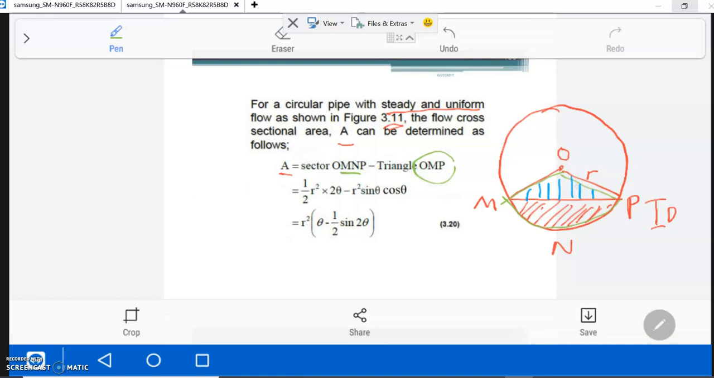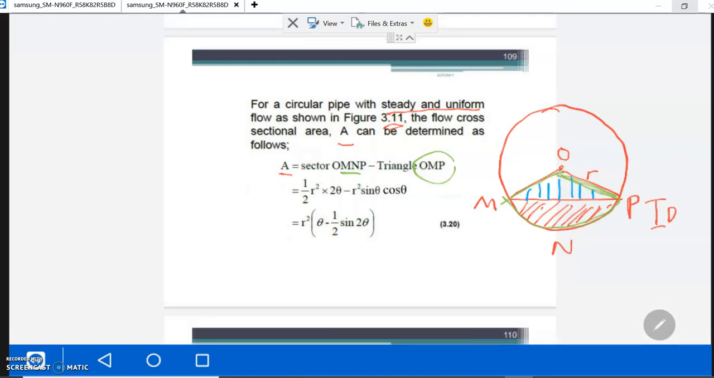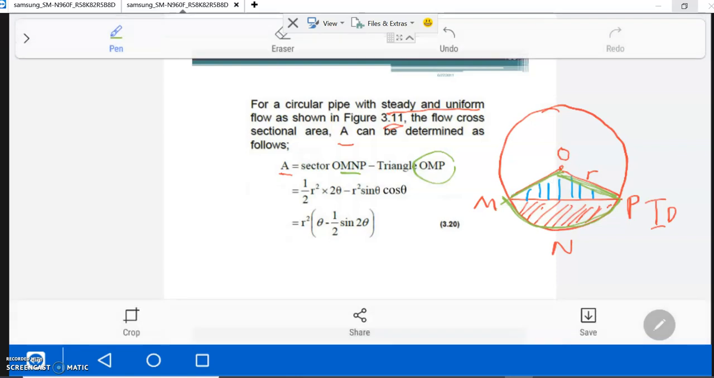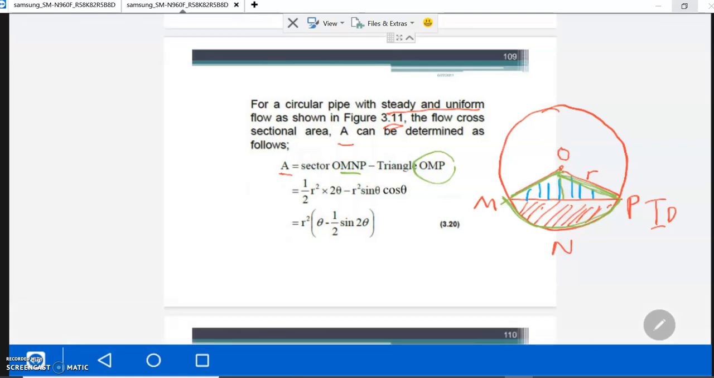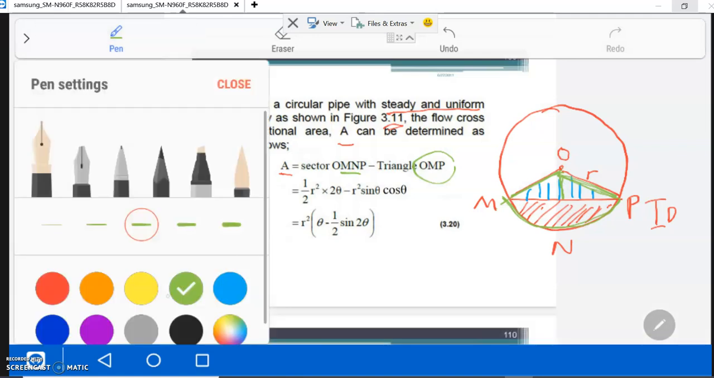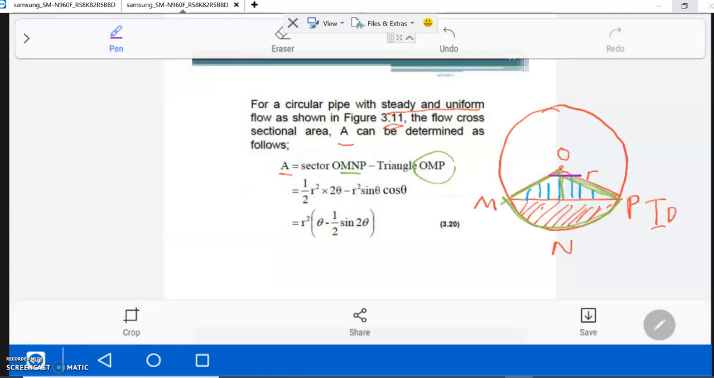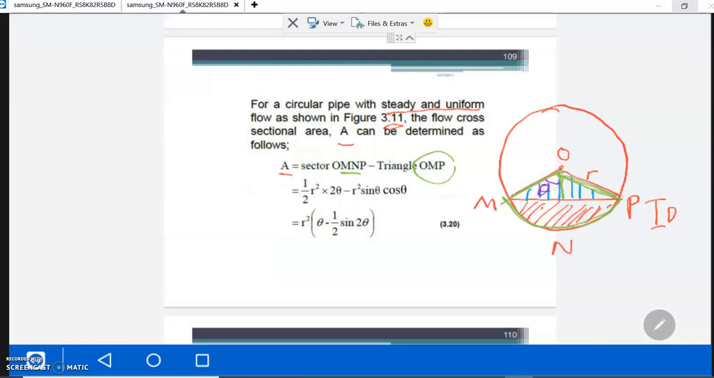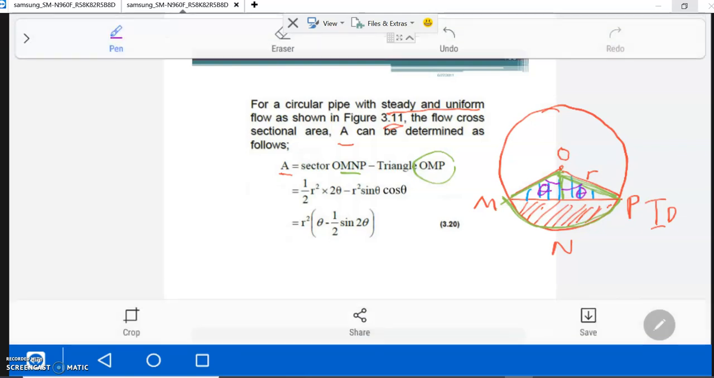Okay, so yang green line, yang green boundaries ni, nampak? So the formula is half R square times 2 theta. So where is your theta? Okay, kita ada satu theta kat sini. So nampak theta here, theta 1, and then the other is theta 2. Okay, so that's why we have 2 theta.